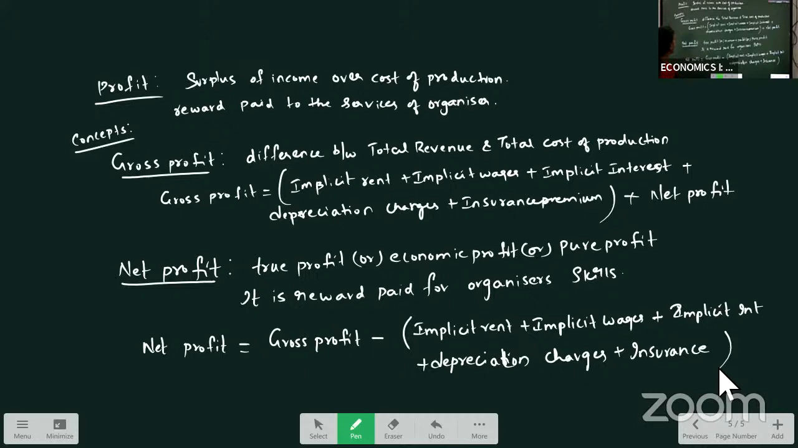So these are the concepts of profit. So see, what is profit? Profit is the reward which is paid for the organizer. There are two types of concepts of profit: gross profit and net profit. Gross means including all the factors' income, whereas net means after all the deductions.